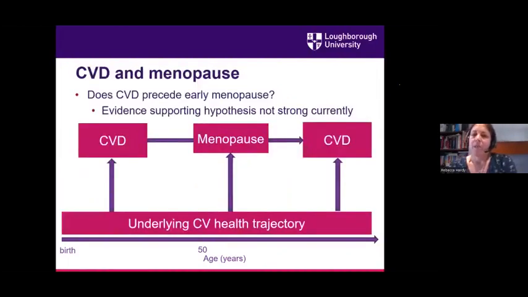There's been a similar argument that underlying cardiovascular health trajectory is also explaining the association between age at menopause and cardiovascular disease. There is some evidence that early onset cardiovascular disease is related to early menopause. But obviously, there aren't many women that have cardiovascular disease prior to menopause, so the evidence supporting this hypothesis currently is not strong. The question is still, does cardiovascular disease precede early menopause? We don't know that currently.